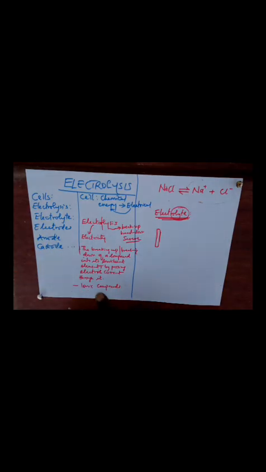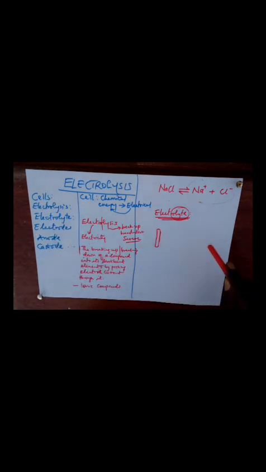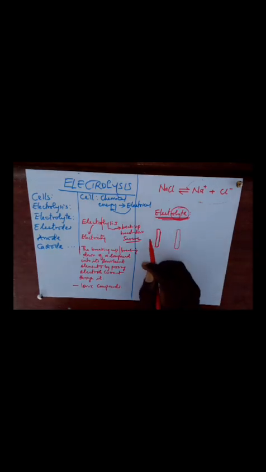And now, electrodes are divided into two. Electrodes are normally found in electrolytes. They normally work in electrolytes when electrolysis is involved. So let me just draw something that looks like something.